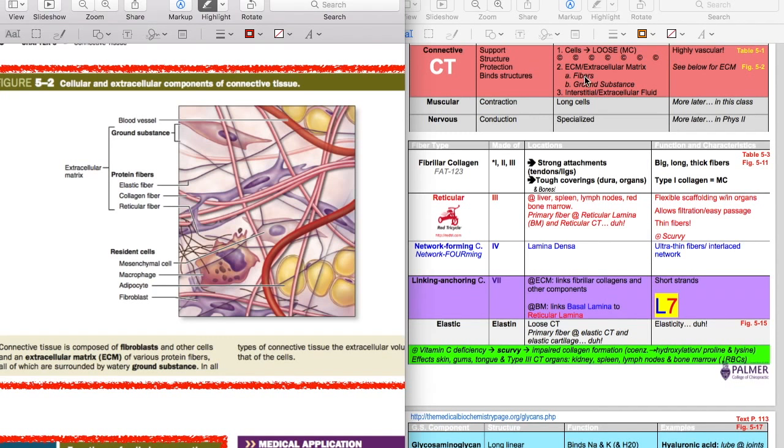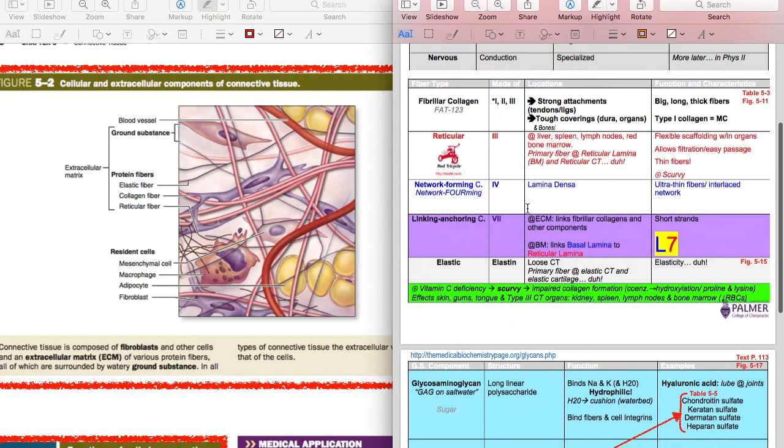So there are three overarching components of connective tissue: cells, matrix, and fluid. Cells, matrix, and fluid. And the matrix sounds complicated because it is. It's combined of multiple things. It's a matrix of fibers and ground substance. That's what we're going to be diving into going forward.